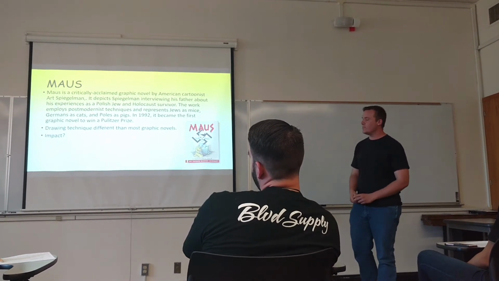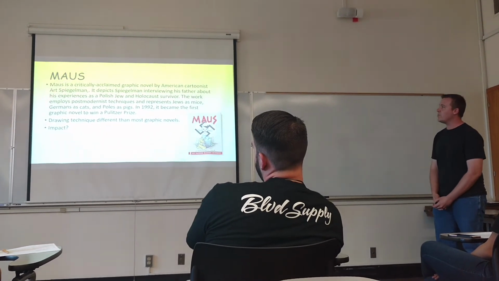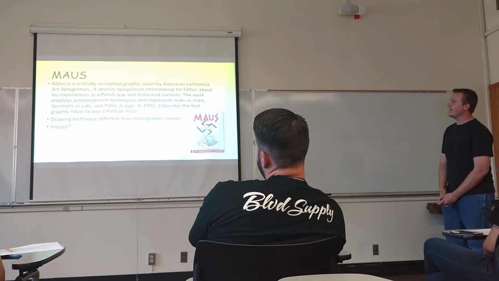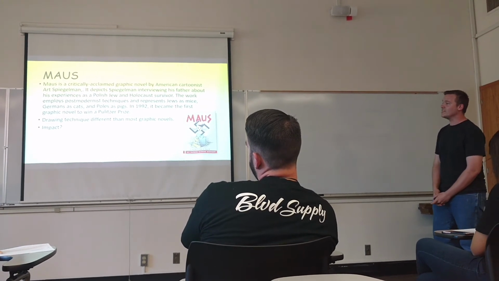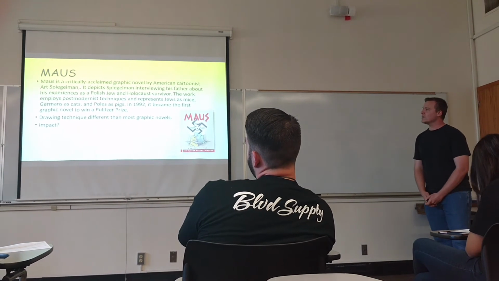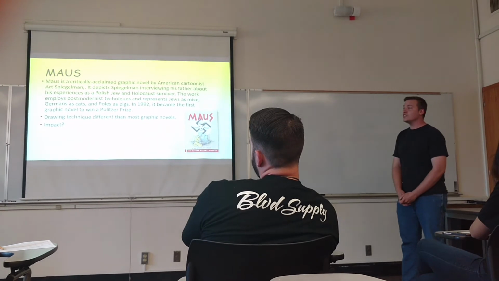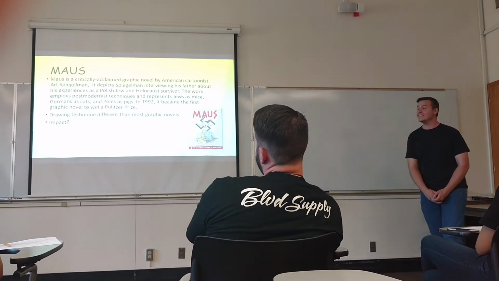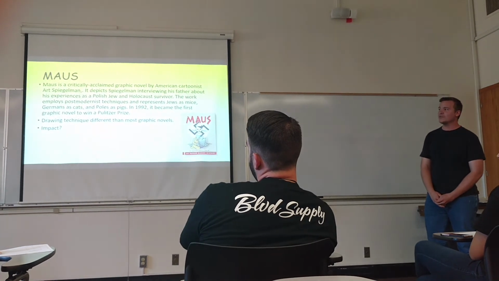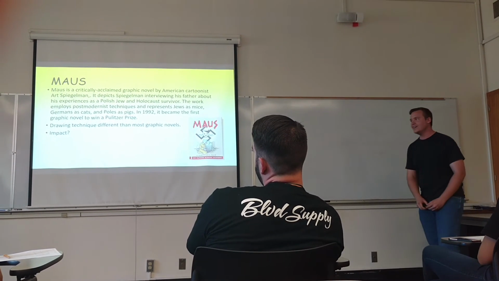This is a book called Maus. Maus is a critically acclaimed graphic novel by American cartoonist Art Spiegelman. It depicts Spiegelman interviewing his father about his experiences as a Polish Jew and Holocaust survivor. The work employs postmodern techniques and represents Jews as mice, Germans as cats, and Poles as pigs. In 1992, it became the first graphic novel to win a Pulitzer Prize, people. Pulitzer Prize, that's a big deal.